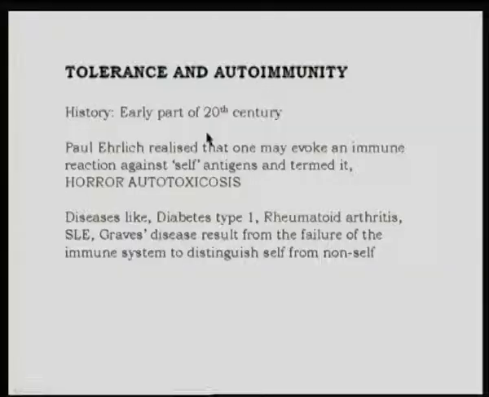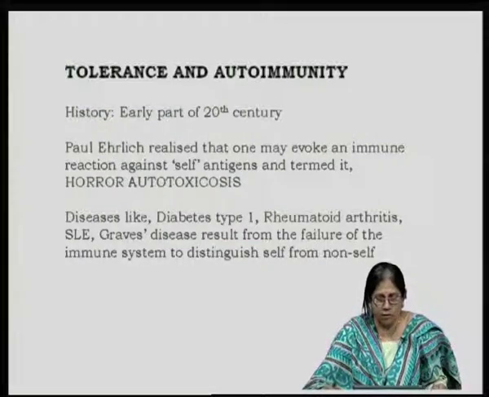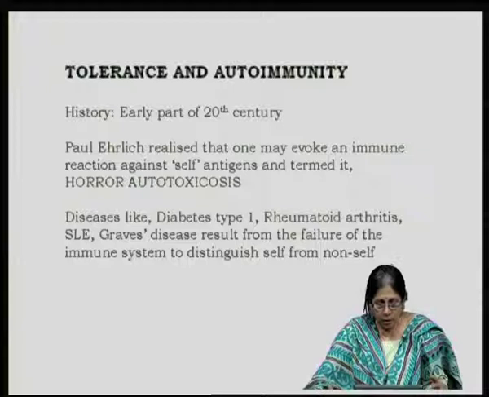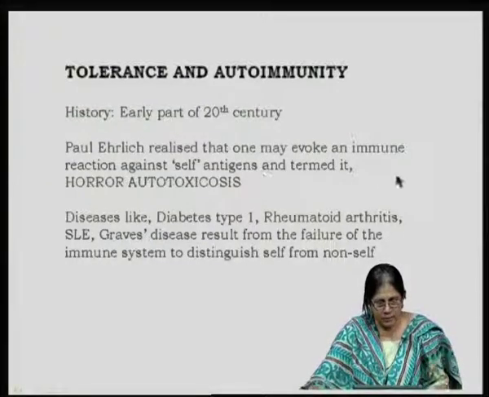Autoimmunity, why should there be autoimmunity? We have always been talking about the immune system which is capable of recognizing self from non-self and therefore is able to mount an immune response only to delete the non-self. But it was in the early part of the 20th century that a scientist, Paul Ehrlich, realized that one may evoke an immune reaction against self antigens, and he called it horror autotoxicus, a condition which is deleterious to oneself, where the immune response is generated against oneself.